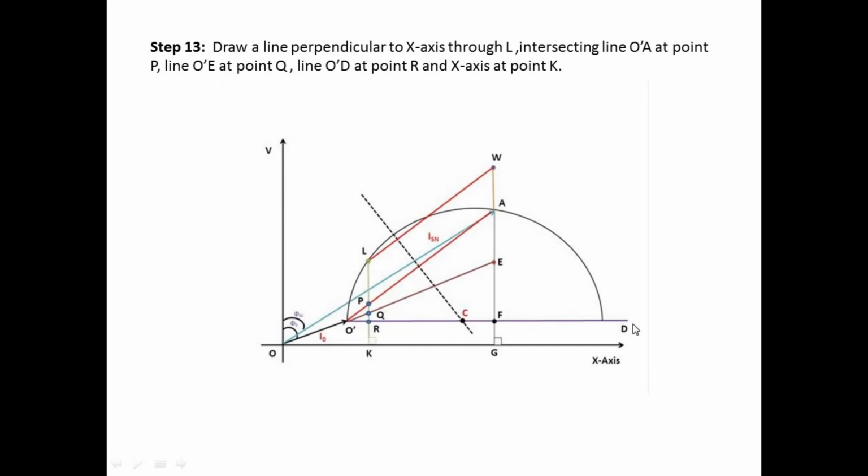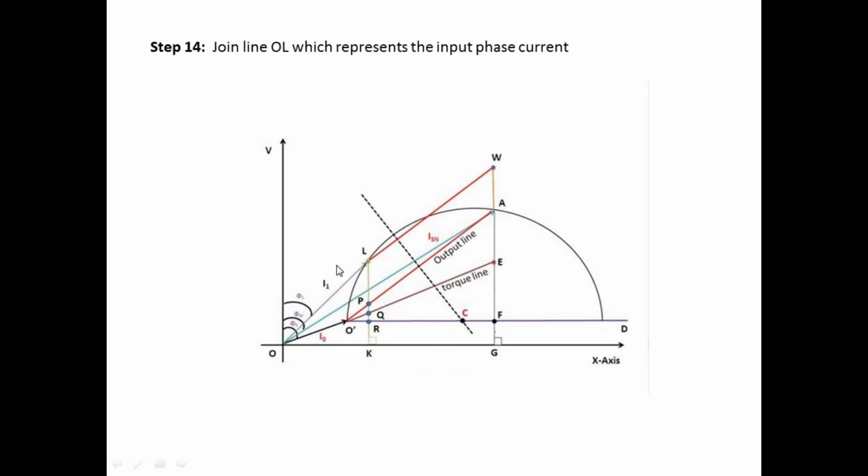Constant loss is not varying. This stator copper loss will be varying according to the current. Now it is rated current. This is the corresponding short circuit. So this is the rotor copper loss, stator copper loss, and rotor copper loss is now reduced. And we can draw the input current line OL. So this is the input current line. So this is the construction of the circle diagram.